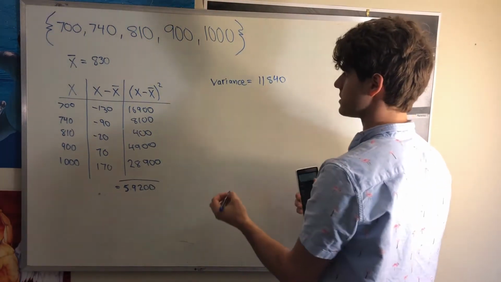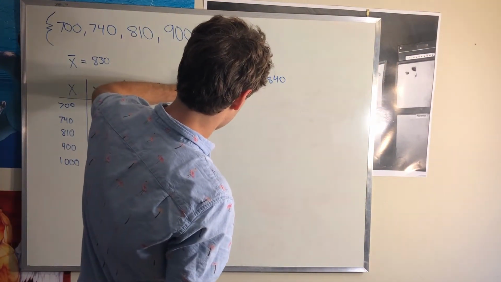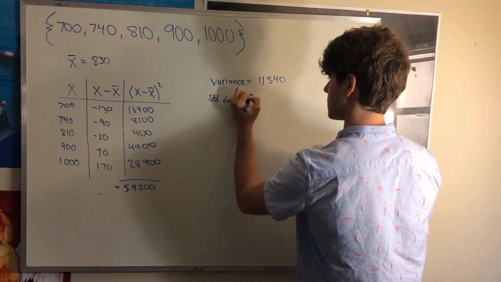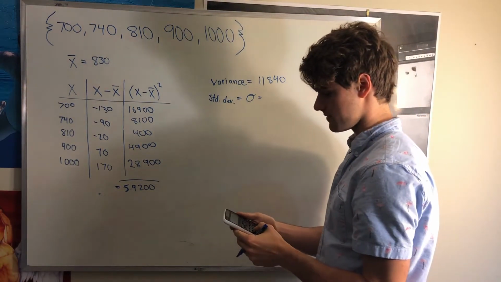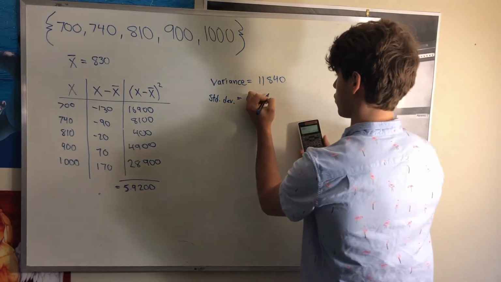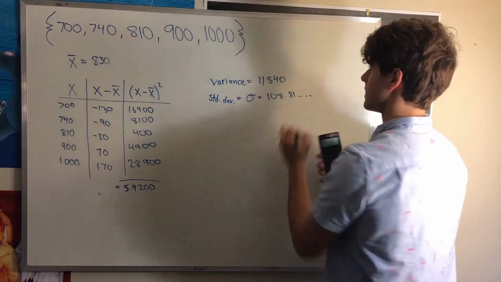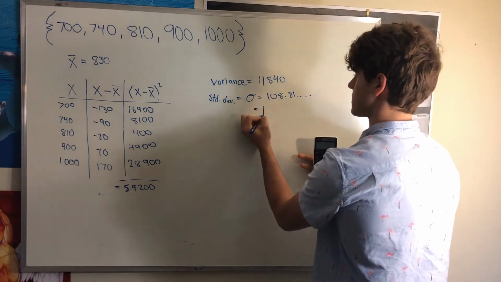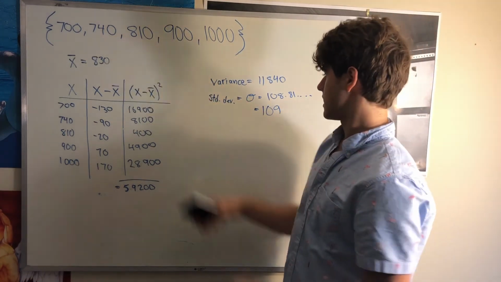And now to find the standard deviation, the symbol for standard deviation is this sign, okay? That's standard deviation. And that is just the square root of the variance. So square root of 11,840 gives me 108.81 and so on. Now we're just going to round to the nearest whole number because that's just the standard thing to do. So the standard deviation for this data set is 109.